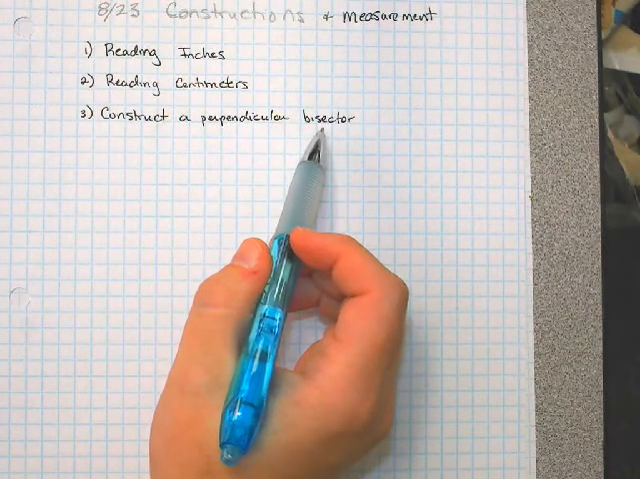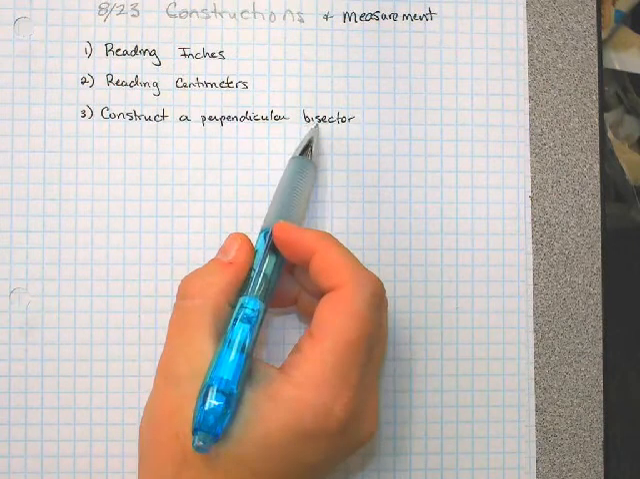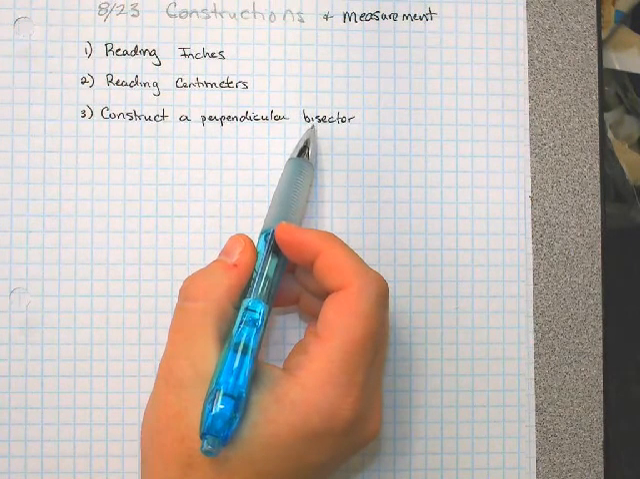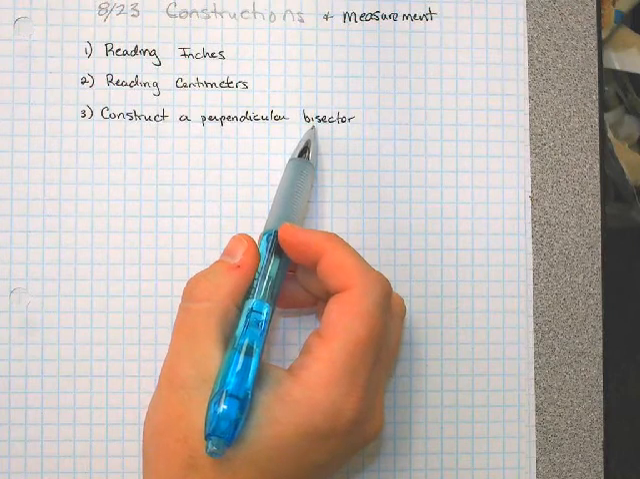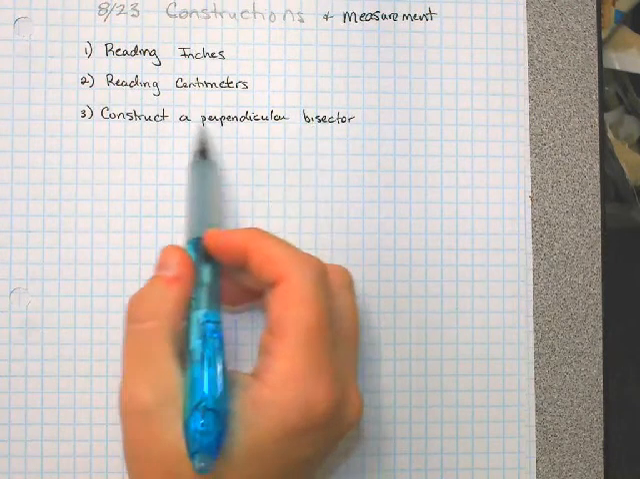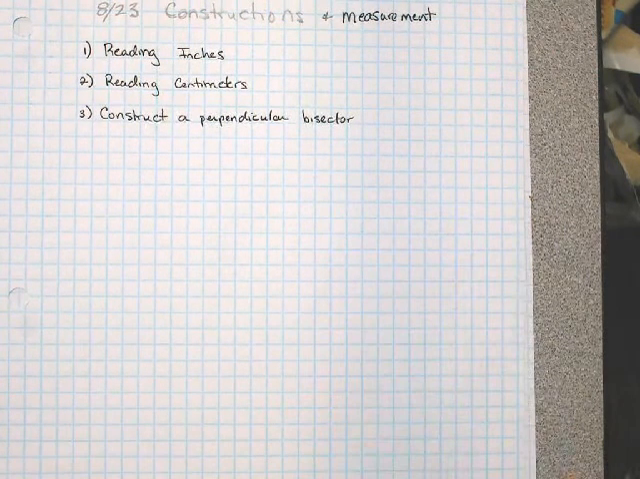bisector. When I see you in class on Friday, we will be doing this at the beginning of class. So practice this a few times. That's what your warm-up will be. So when you walk into the door, I'll give you a piece of paper and say construct a perpendicular bisector, and that's what you're going to do.